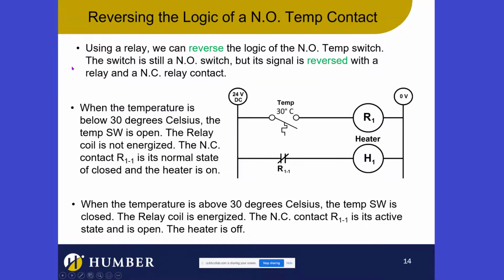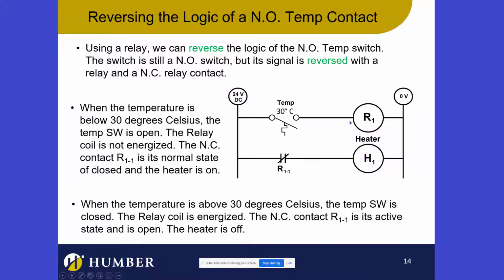So what I'm going to do is flip it, and take this and put it onto a relay. We know this becomes closed when it goes to 30 or above. So if it's 20, this will be open. That contact is open if it's 20 degrees Celsius. That means that coil is not energized. This is in its normal state and the heater is on. If it gets to 30, this becomes closed, this energizes, this becomes open, and the heater turns off.